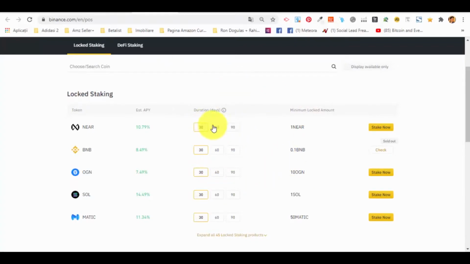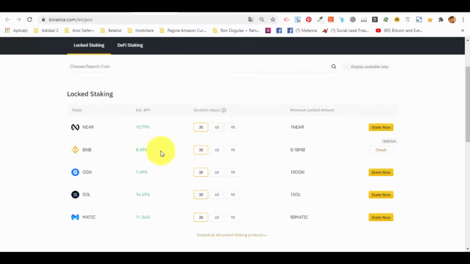It's with a fixed term. You put your coins, for example NEAR, in there and you lock them for 40 days, and the estimated annual earning interest is 10.79. Obviously for 40 days you will get around 1%, almost 1%. So if you have 100 NEAR, you are going to have 101.